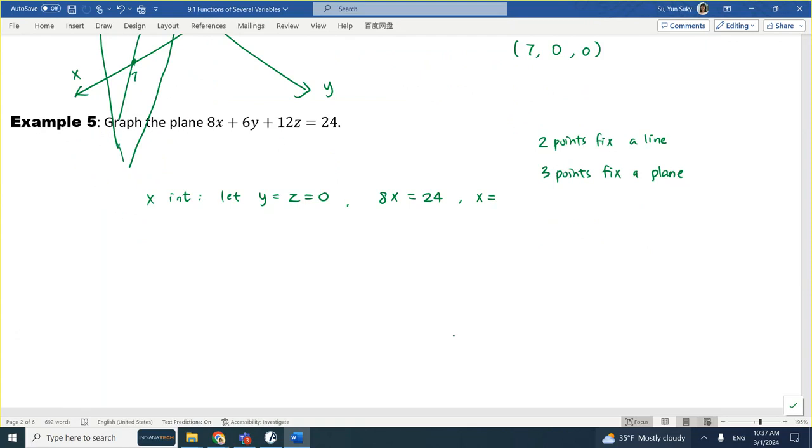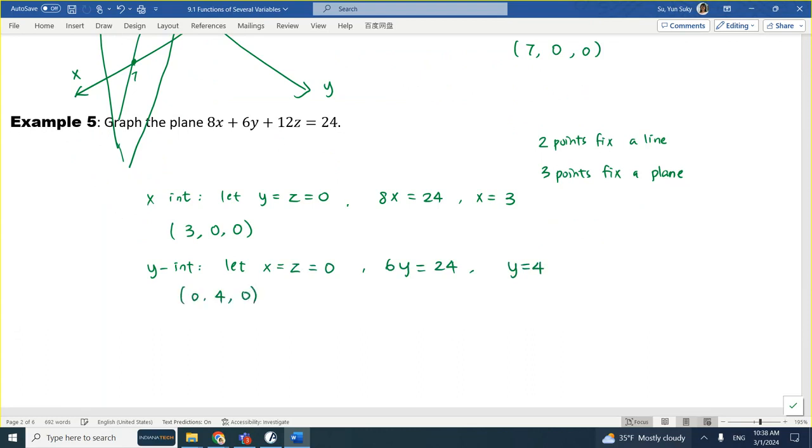Six? Sorry. 3? Yes, 3. So x is 3 and y and z are both zeros. Okay, how about the y-intercept? What do you let to be 0? The y-intercept, what is 0? Yeah, z will be 0 and this is y. Yeah, very good. So the point is (0, 4, 0).